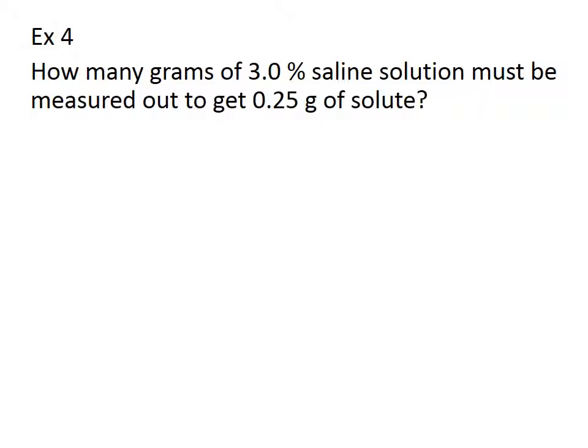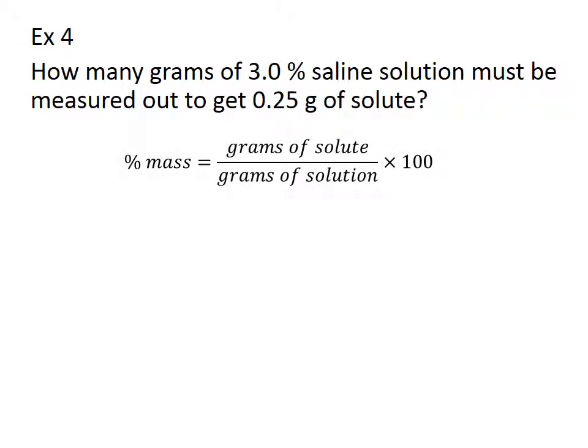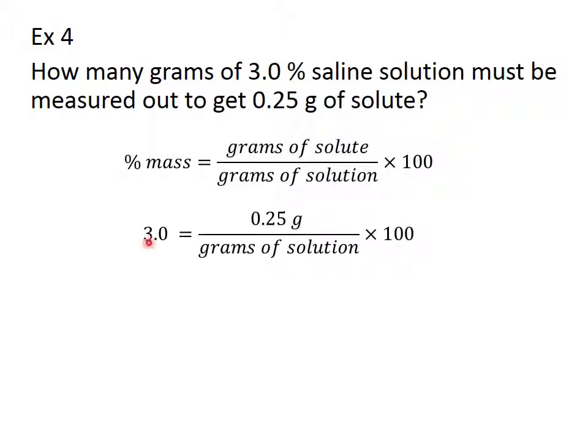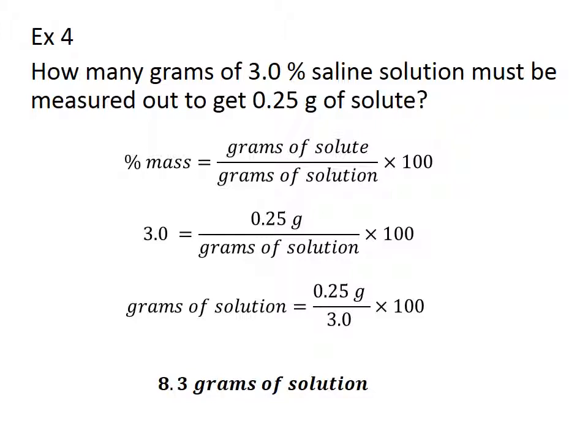What we don't have is the grams of solution. So we know the equation we're going to use: percent mass is the grams of solute divided by grams of solution, times 100. We have this, we have this, we do not have this. That means we have to solve for grams of solution. So this is our percentage, 3.0, our grams of solute and our grams of solution. So now we're going to just transpose to get our grams of solution. It's 0.25 grams divided by 3.0, times 100, and that will give us 8.3 grams of solution.